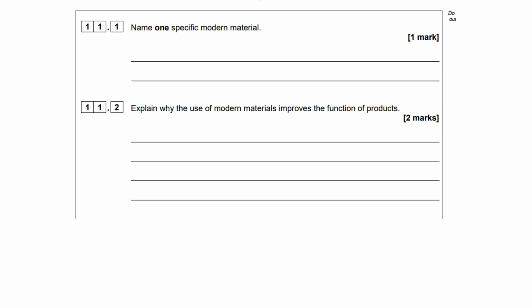Kevlar is always a really safe option to talk about in textiles and explain how the modern material improves the function of the product. So how does a material make that product work better? Well, as an example, Kevlar makes bulletproof vests work better because it's a very, very lightweight fibre, but it is as strong as steel.